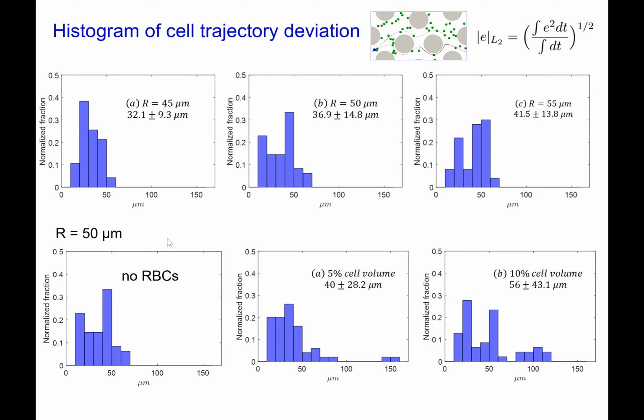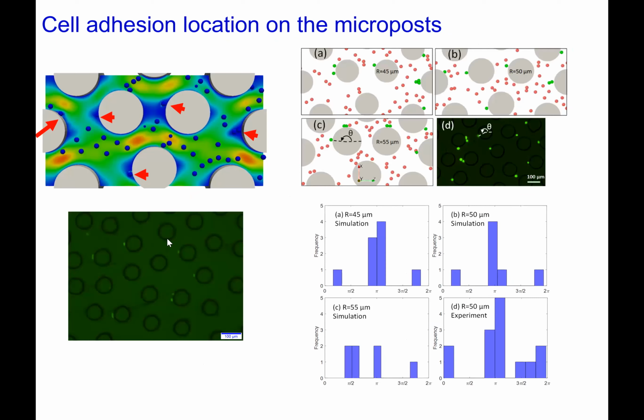That is going to increase the collision chance between cancer cells and the micropost. Next, we do the statistical analysis of the cell adhesion location on the micropost. The left shows the adhesion location on the micropost in a simulation, and the bottom right shows the adhered cancer cells on the micropost. And then we also compare the adhesion for different micropost sizes on the top. And then we measure the angle.